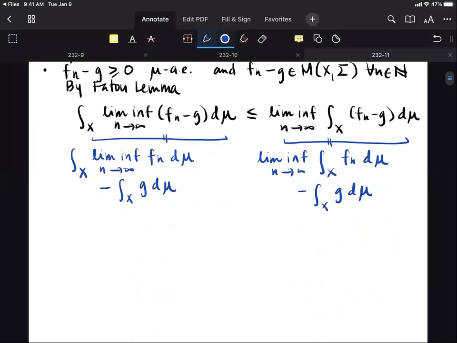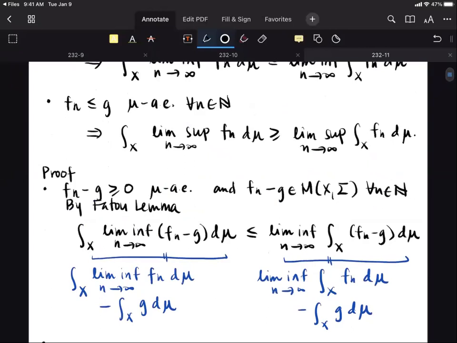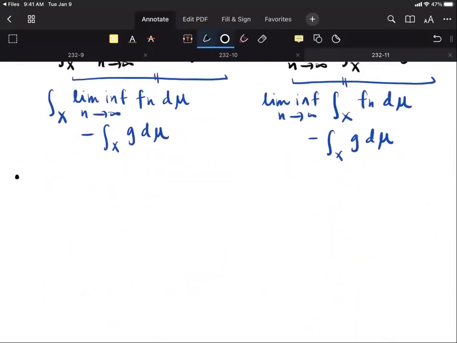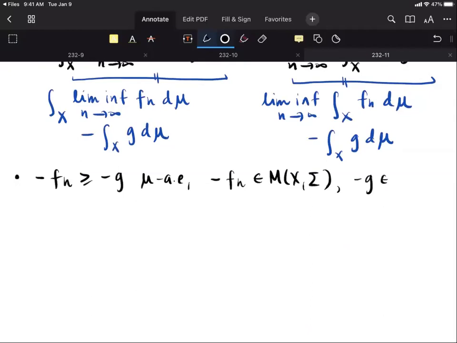Okay, so for the second case, if f sub n is less than g, then multiplying by a negative sign, negative f sub n is greater than negative g, mu almost everywhere. The negative of f sub n is measurable, and negative g is also Lebesgue integrable.